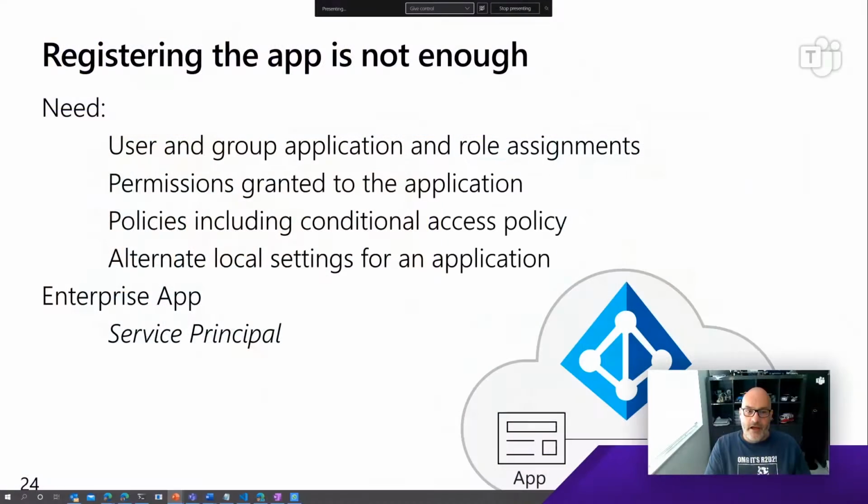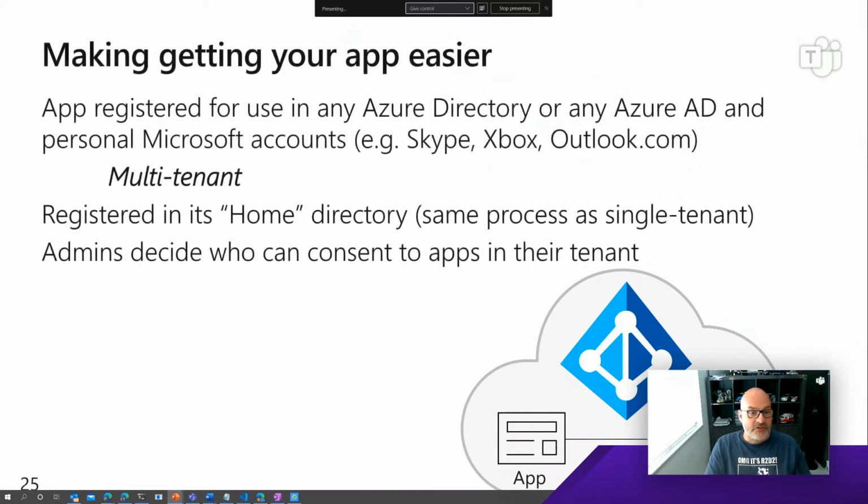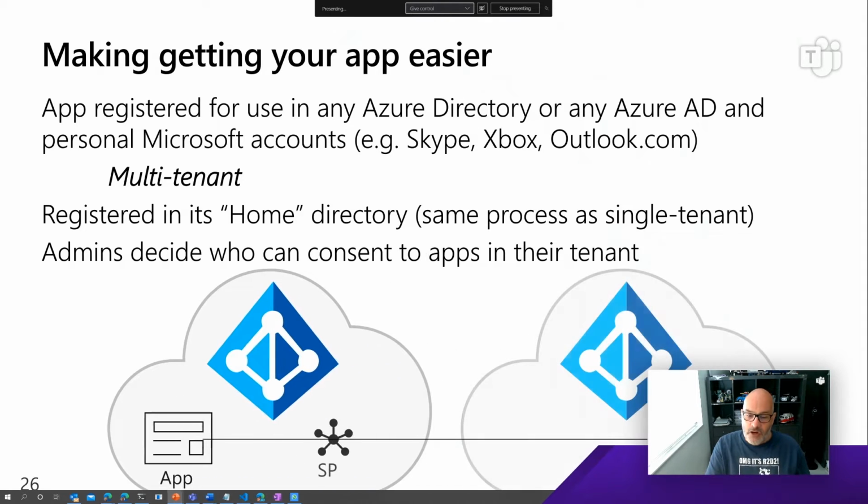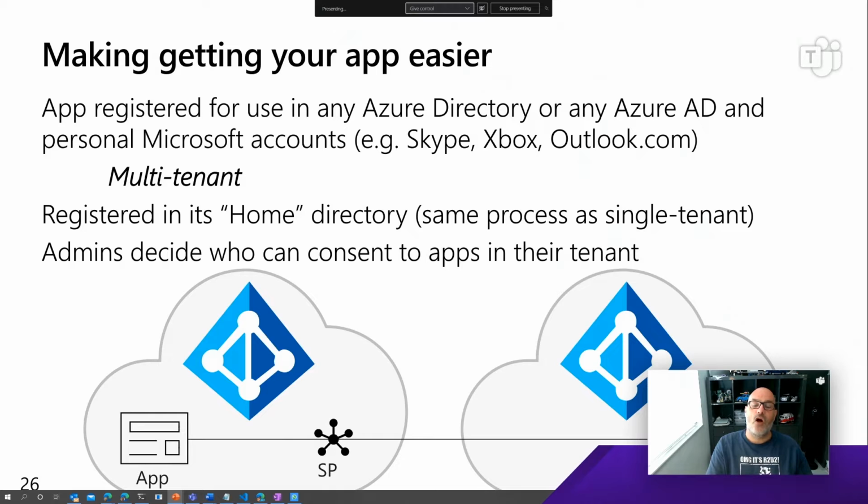Nice. But the second choice was multi-tenant. I want this application to be available for all the different Azure Active Directories. So we still have a single app registration, but we create a service principal in all the directories. They all point back to that one single app registration in the home directory, but the service principals will be unique per directory.